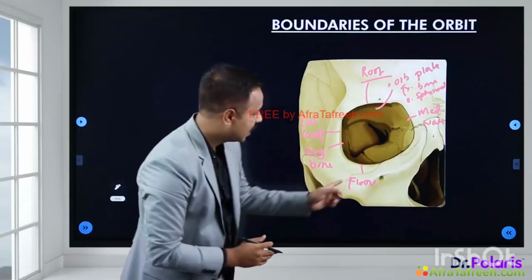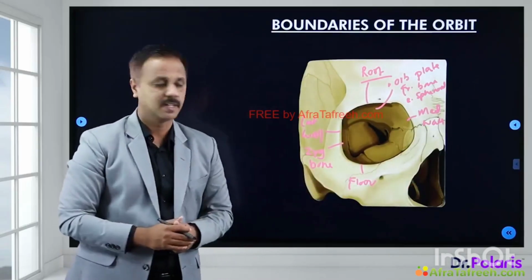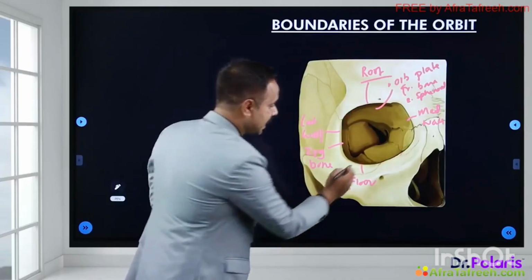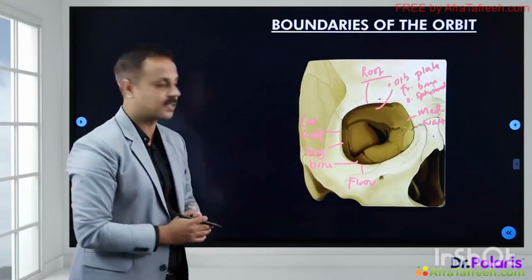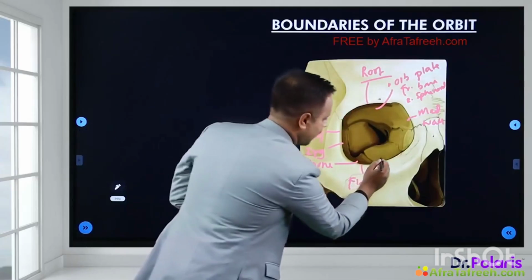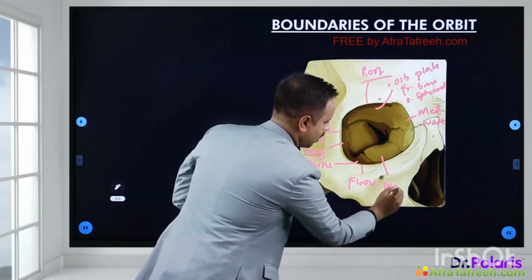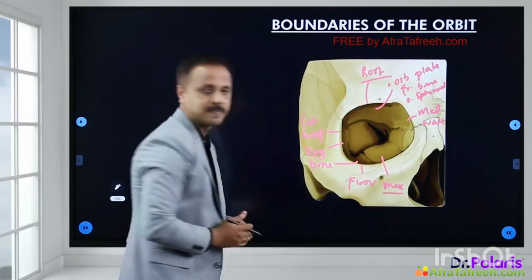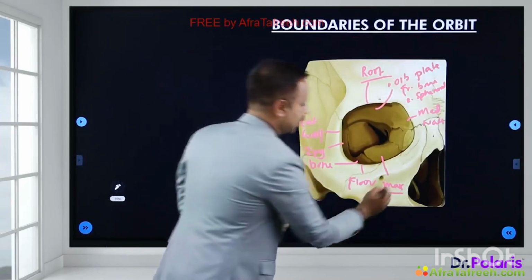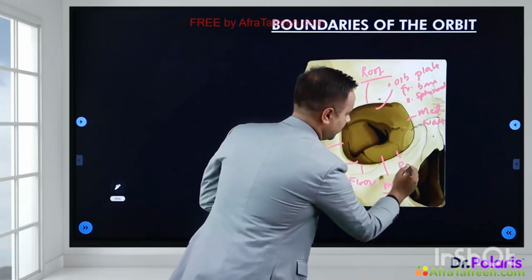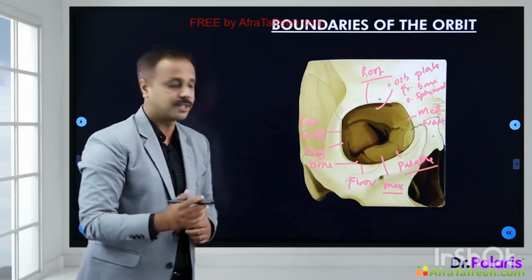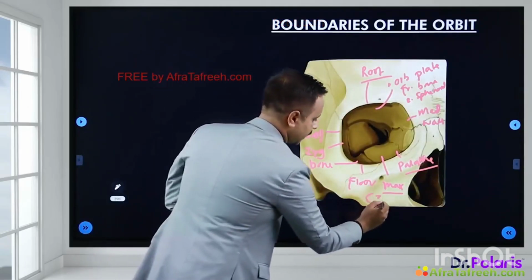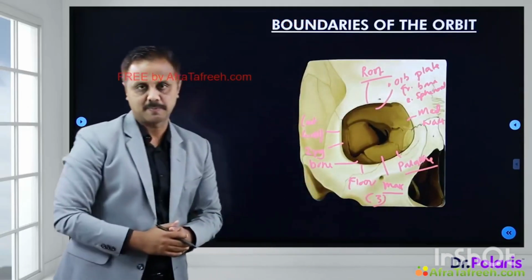Then, what about the floor? The floor is formed mainly by the zygomatic bone again, the orbital process of the zygomatic bone. Then we have the orbital process of the maxilla. And finally, the orbital plate of palatine bone. So, there are 3 bones that form the floor.